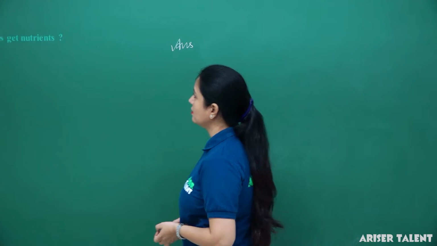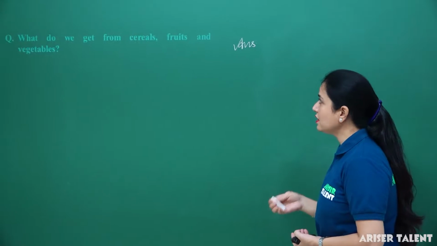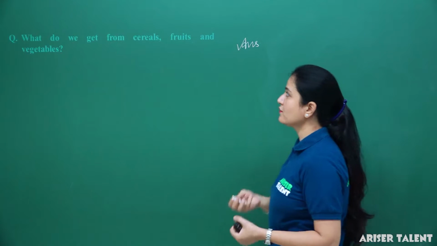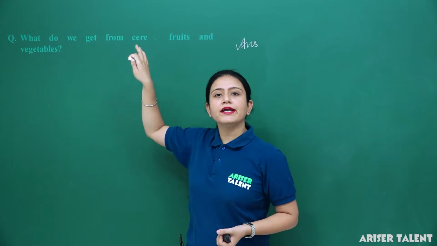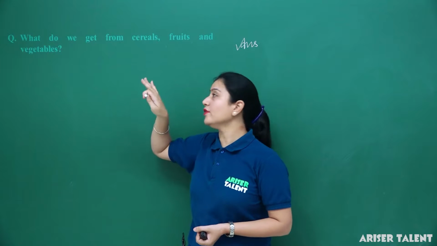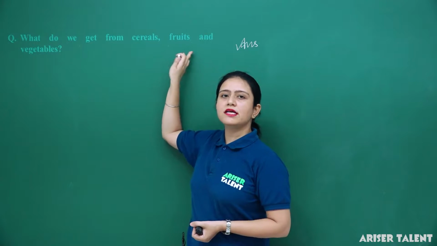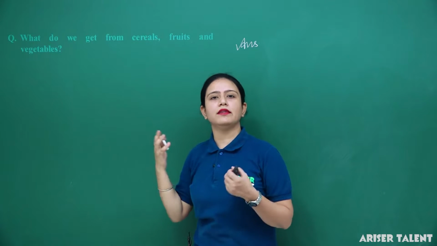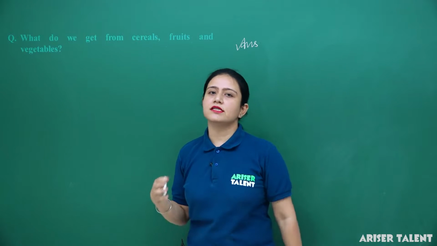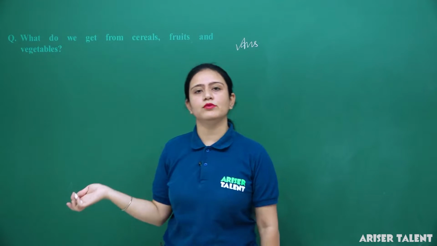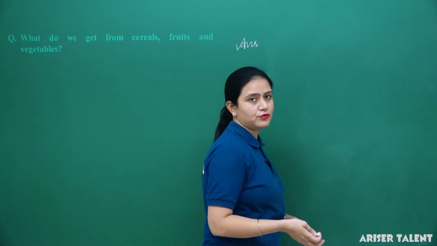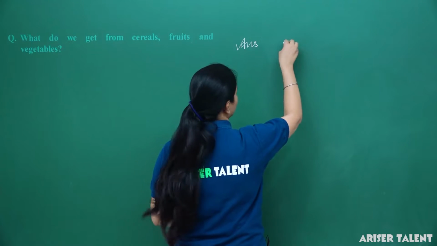Next is, what do we get from cereals, fruits and vegetables? As we all know, we get carbohydrates from the cereals and they give us energy. We get vitamins and minerals from fruits and vegetables, and they protect us from diseases. They even boost our immune system, or our immunity. Clear? So, here we go with the answer.